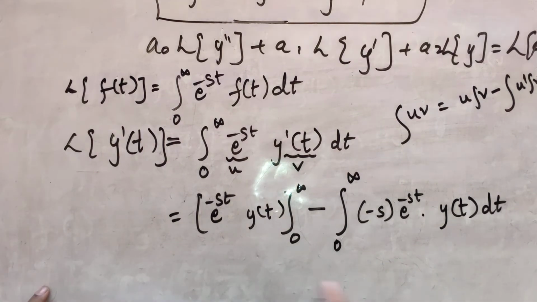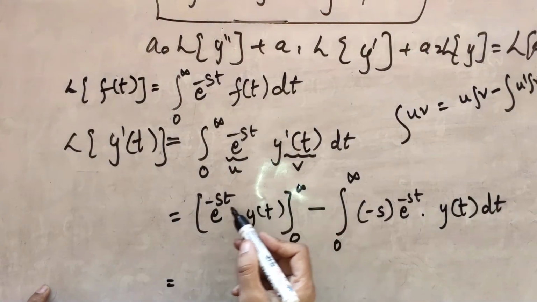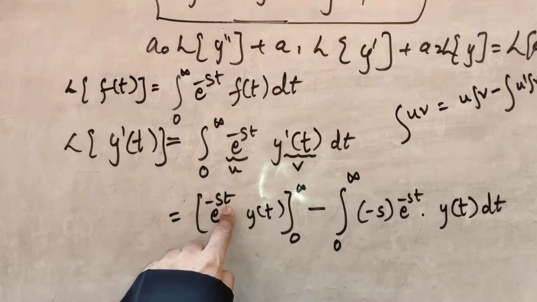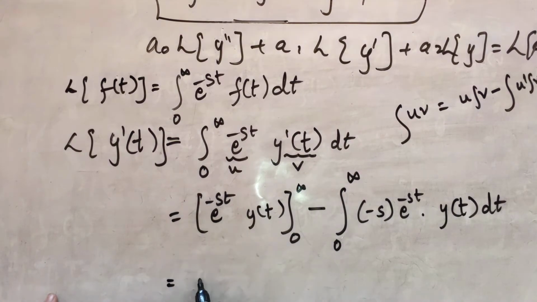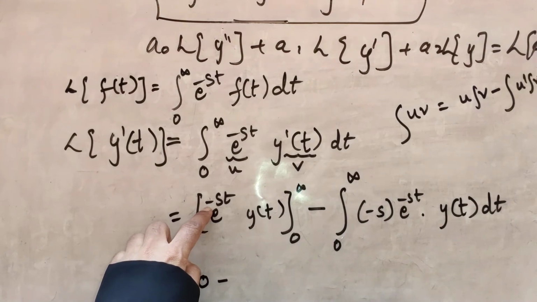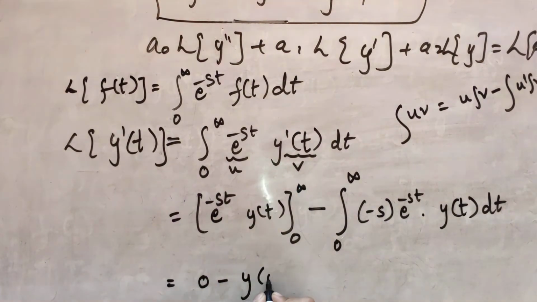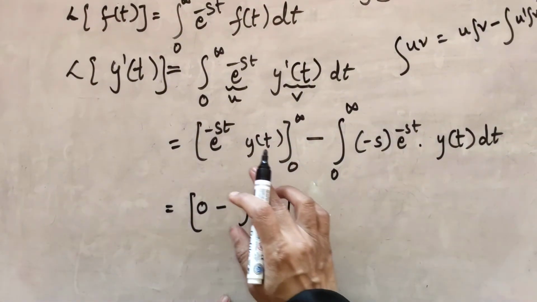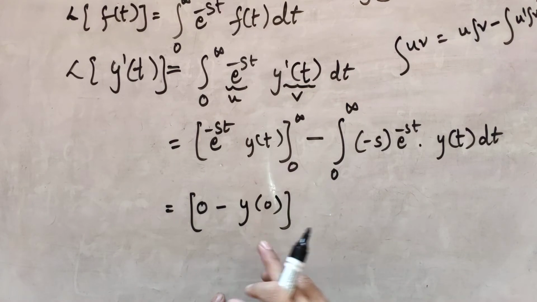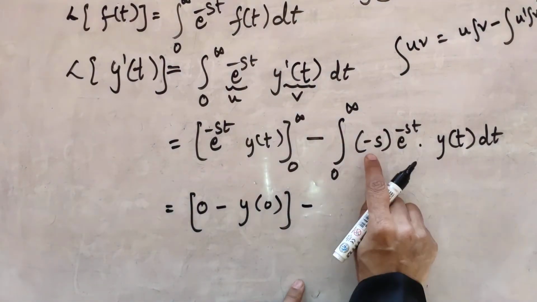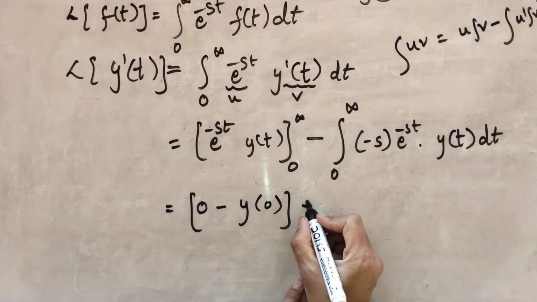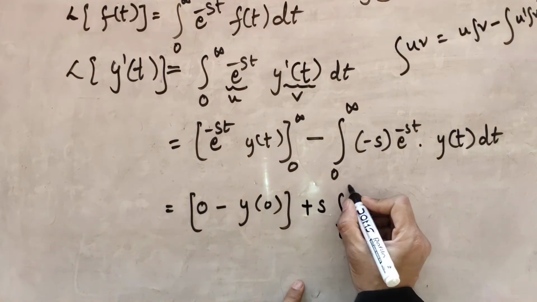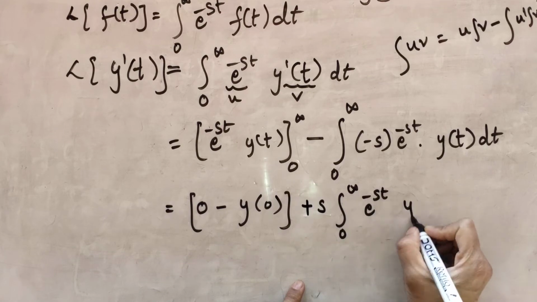Is it not? Now this is equal to, now see, if you put t as infinity, it becomes 0, because e to power minus infinity becomes 0. The upper limit for the first bracket is 0 minus the lower limit. When you put t as 0 over here, e to power 0 becomes 1. You will have y of 0 over here. Means the solution for this complete bracket with upper and lower limits, you are ending with y of 0 minus. I'll take that minus s outside, so it becomes minus of minus, plus s, integration from 0 to infinity e to power minus st into y of t.